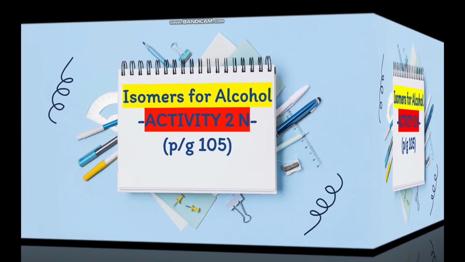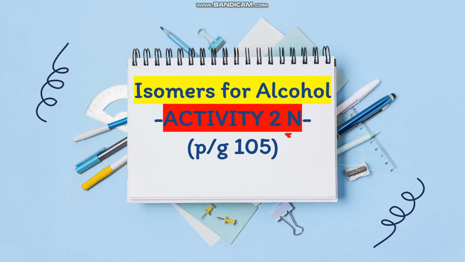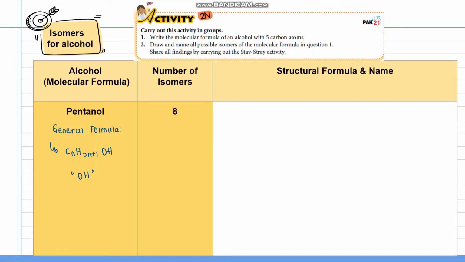Explain to you some questions in Activity 2N, which is on page 105. So we will look at the isomers for alcohol, which is the pentanol. Here we have the questions. Write the molecular formula of an alcohol with 5 carbon atoms. So the alcohol with 5 carbon atoms is actually pentanol.